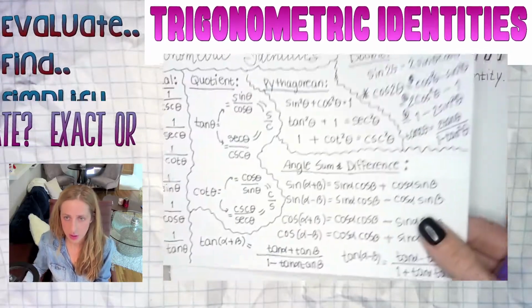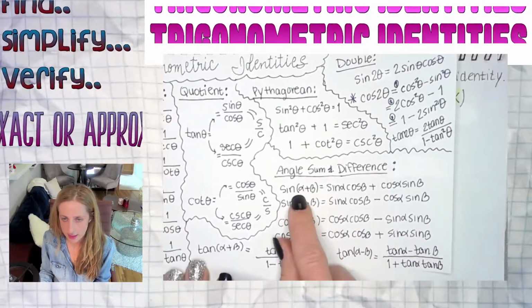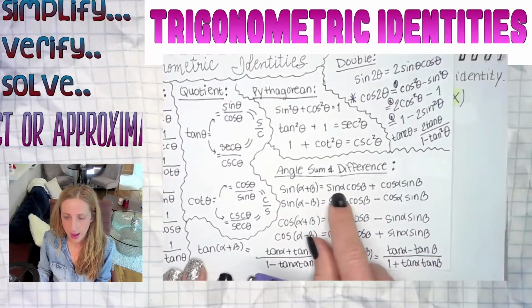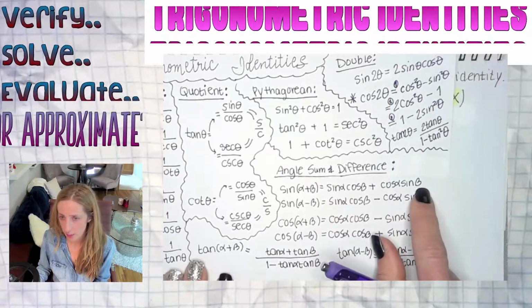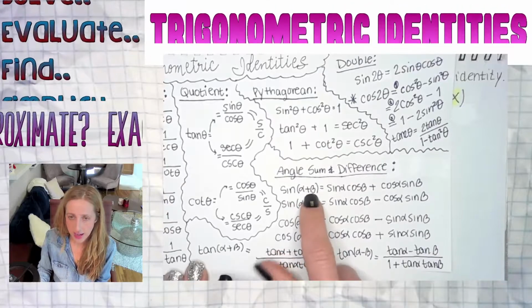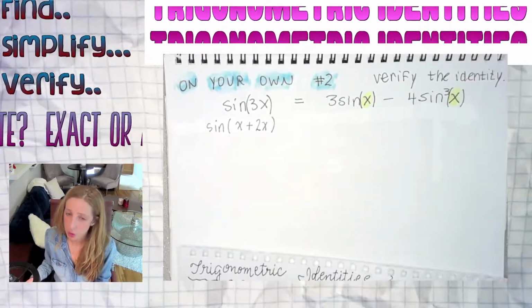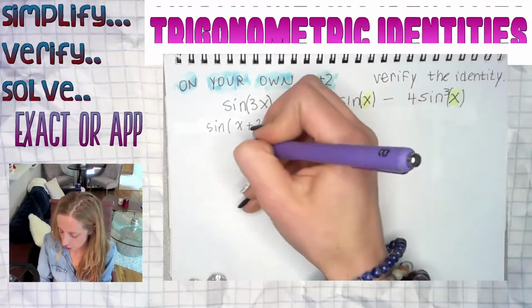Next thing I'm going to do is apply my angle sum identity, sine alpha plus beta. I have this rule, sine alpha cosine beta plus cosine alpha sine beta. Everywhere I have an alpha and a beta, I'm going to swap in an x and a 2x. You should really have these memorized, and you really shouldn't have to look at them.